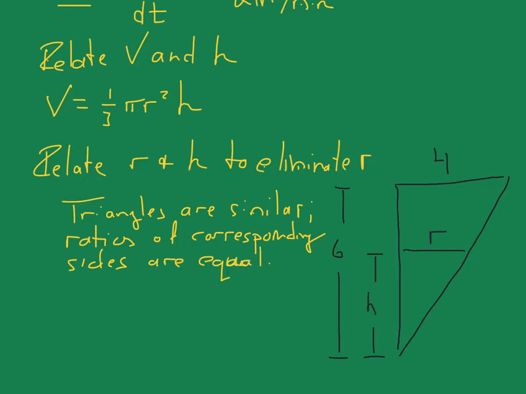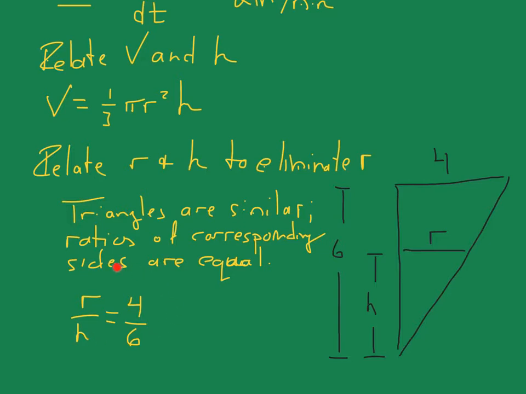So what does that mean? Well, in particular, R is to H as 4 is to 6. Okay, what did I say there? So I'm saying the ratio of the horizontal side of the small triangle to the vertical side of the small triangle is the same as the ratio of the horizontal side of the large triangle to the vertical side of the large triangle. So again, that is a geometric fact that tends to show up a lot in this type of problem.